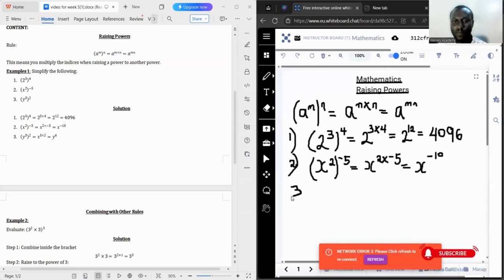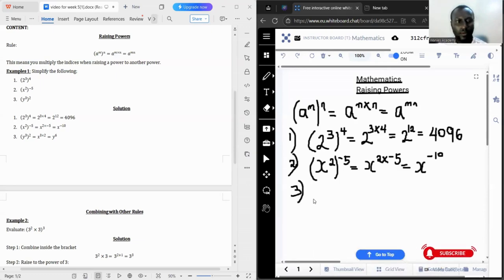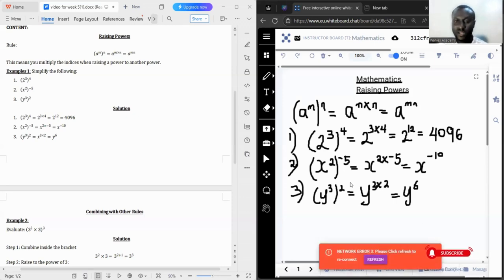Number 3, we have y raised to power 3, also raised to power 2. Applying the rule, y raised to power 3 multiplied by 2. So this becomes y raised to power 3 times 2, which makes it 6. I hope this is clear.